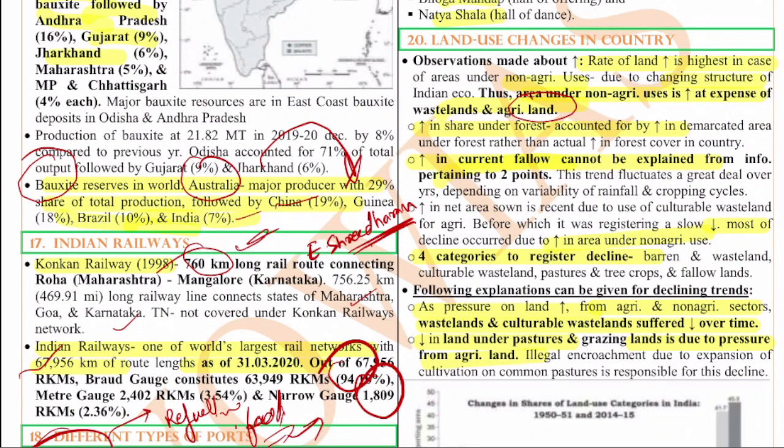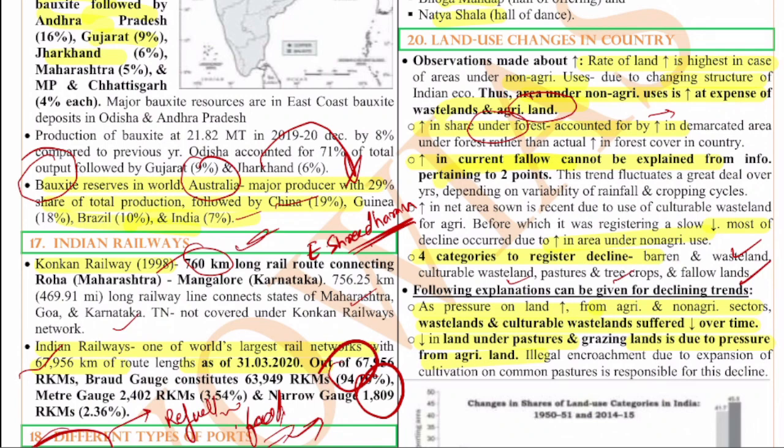The area under forest is also increasing. We have seen that even in the State of Forest Survey report, right? And if you see, there is also an increase in the current fallow, and this cannot be explained from the information pertaining to the above 2 points. Also, there are four categories that register the decline: barren and wasteland, culturable wasteland, pasture and tree crop, and fallow land. They have seen a decrease in the land.